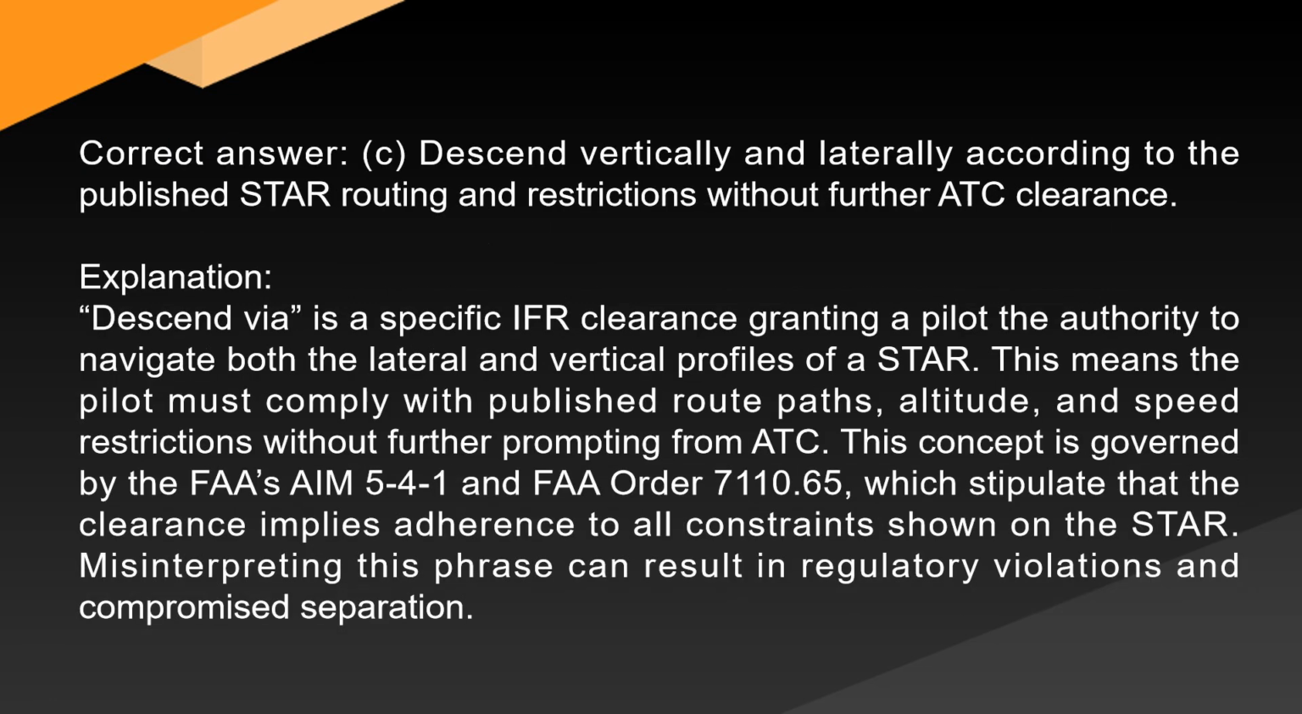Correct answer: C. Descend vertically and laterally according to the published STAR routing and restrictions without further ATC clearance. Explanation: Descend via is a specific IFR clearance, granting a pilot the authority to navigate both the lateral and vertical profiles of a STAR. This means the pilot must comply with published route paths, altitude, and speed restrictions without further prompting from ATC.